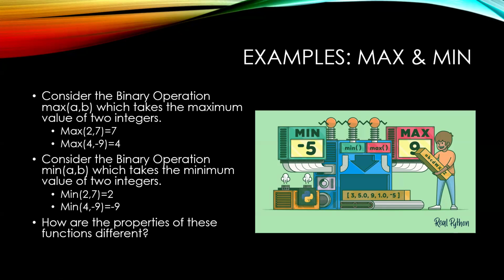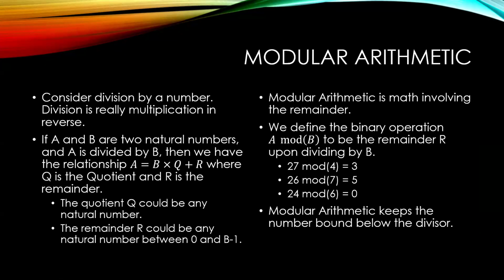These are the types of questions we want to start asking when we're dealing with these binary operations. Another example is modular arithmetic. And so consider division by a number. Division is really multiplication in reverse, right? So if A and B are two natural numbers and A is divided by B, then we have the relationship A equals B times Q plus R, where Q is the quotient and R is the remainder.